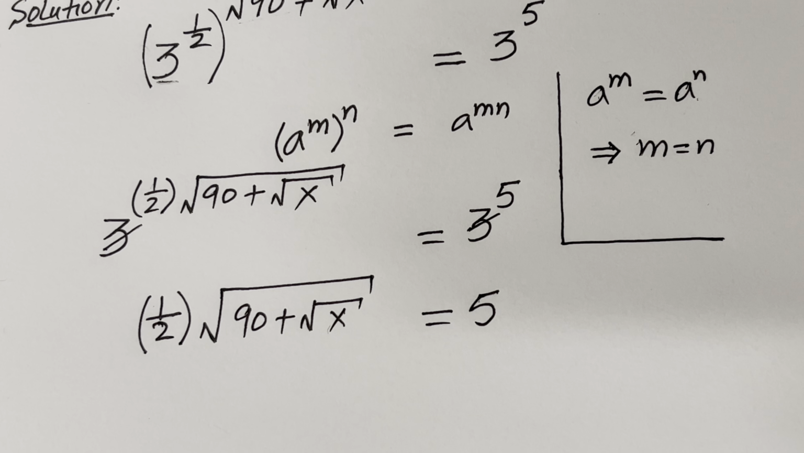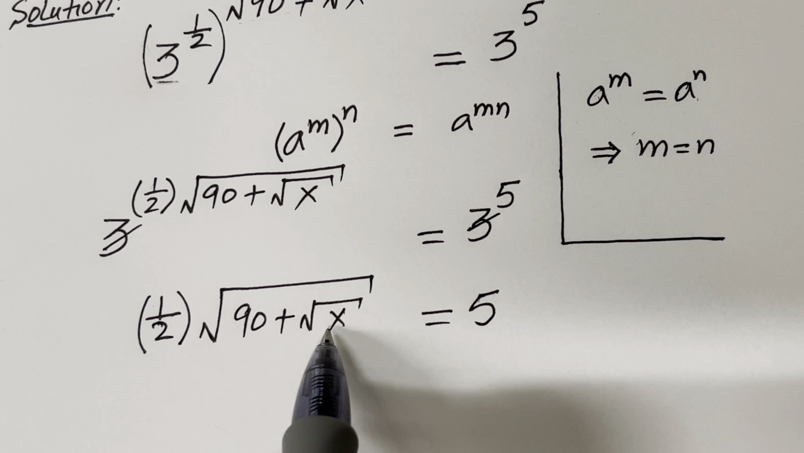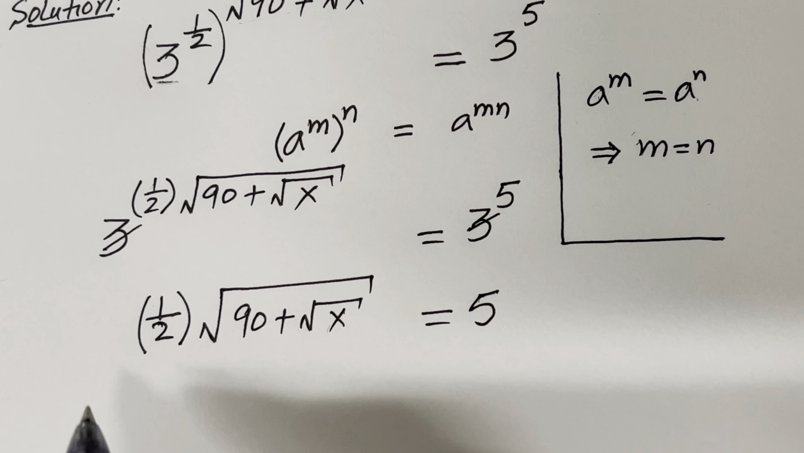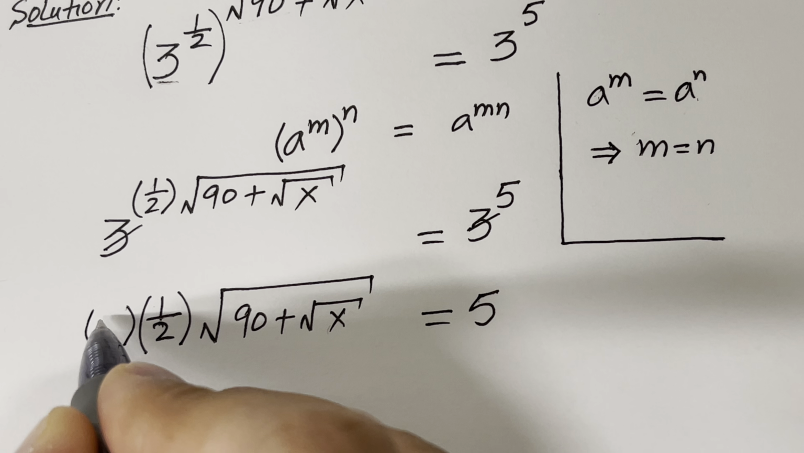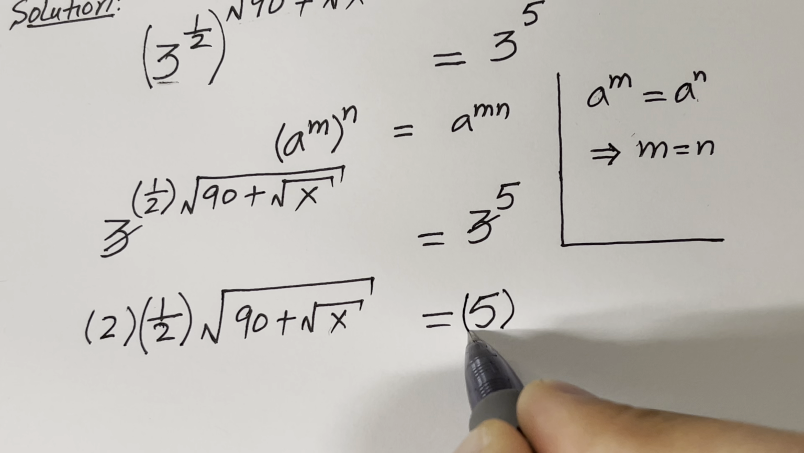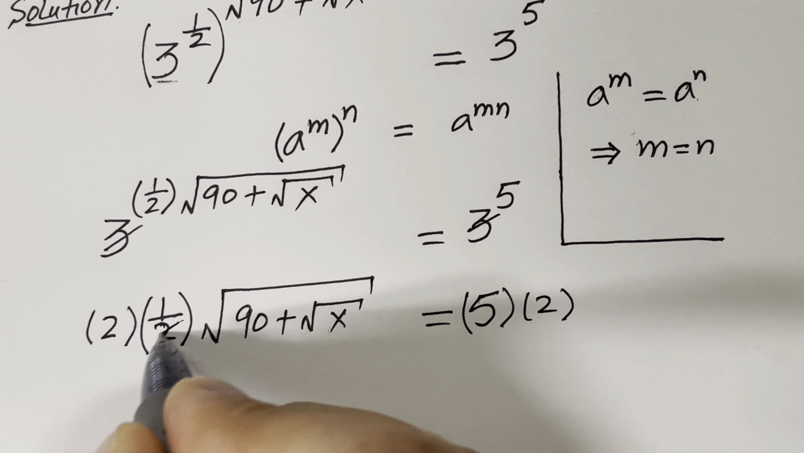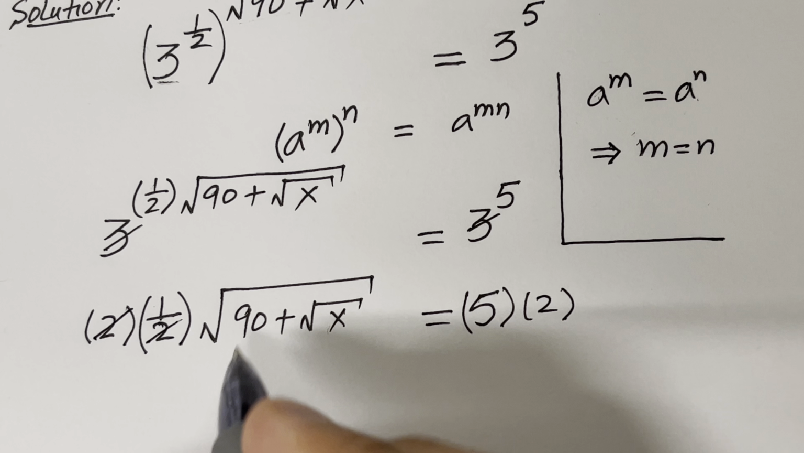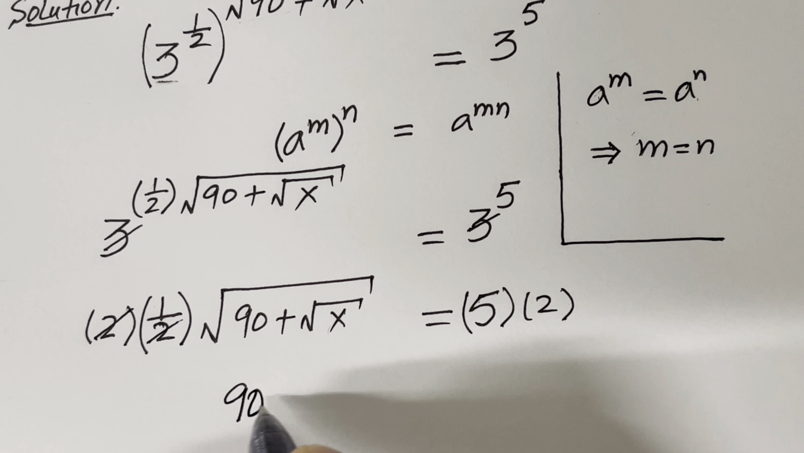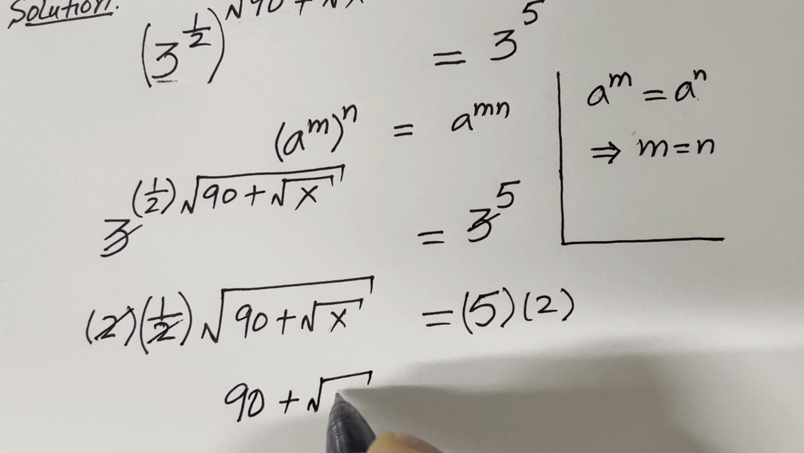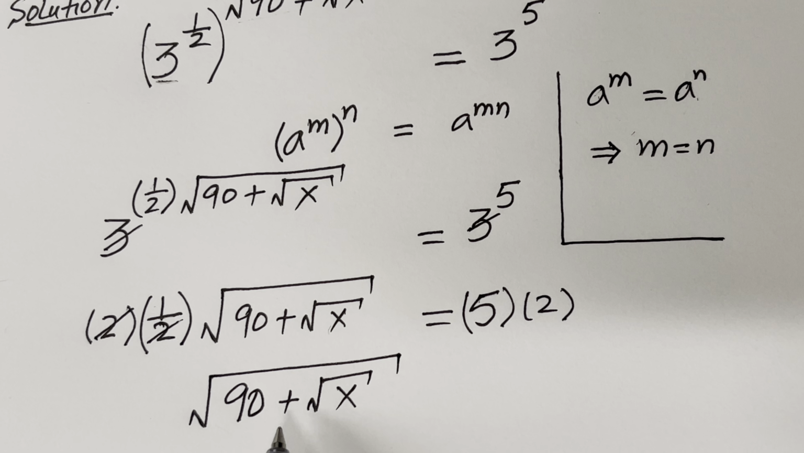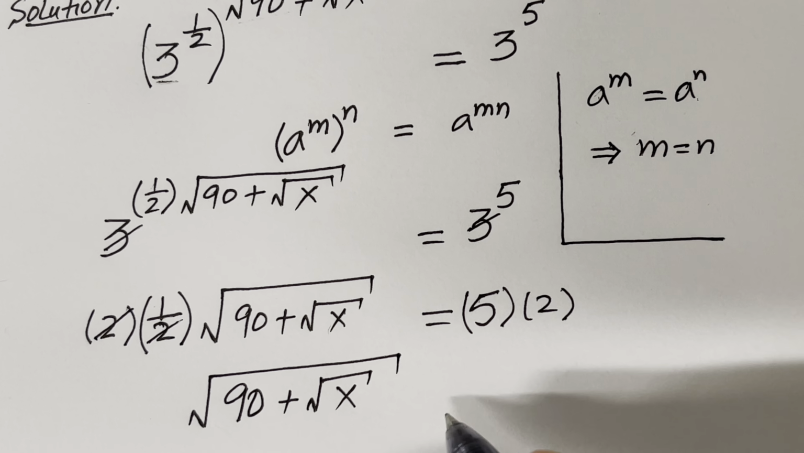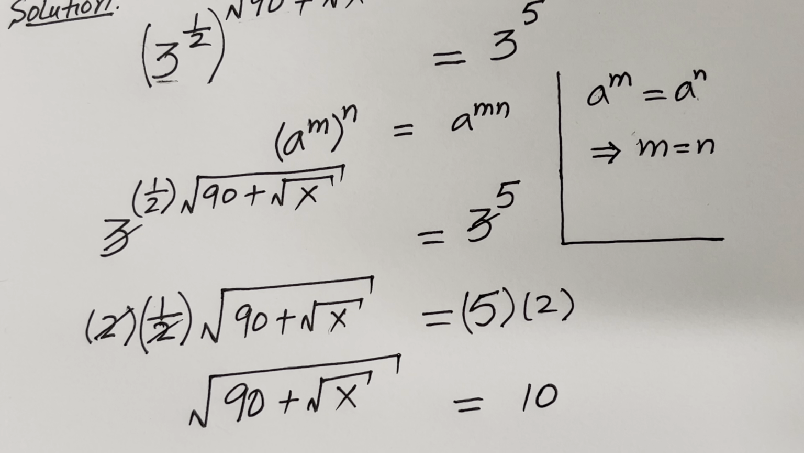But we want to find the value of x here, so we would like to isolate x. We have 1/2 here, we want to get rid of 1/2, so we will multiply by 2 on both sides. So this half will cancel with this 2, and you will have 90 plus square root of x, and that is inside of another square root. And on the right hand side you have 5 times 2, which is just 10.